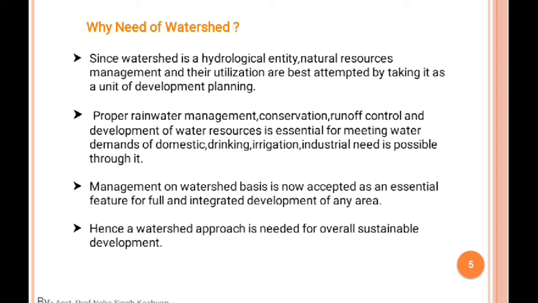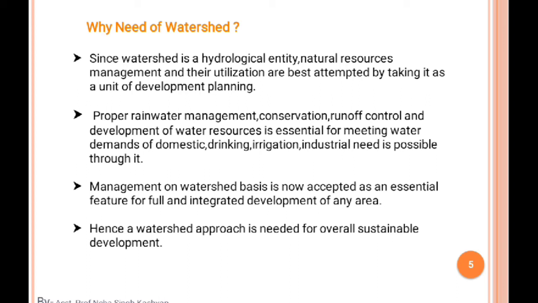ठीक है, ये हमारे बेसिक नीड के लिए and at the same time for preventing water erosion, for preventing soil erosion, we have to do that process which is watershed management. Right, so the management on watershed basis is now accepted as an essential feature for full and integrated development of any area. Okay, so hence a watershed approach is needed for overall sustainable development.